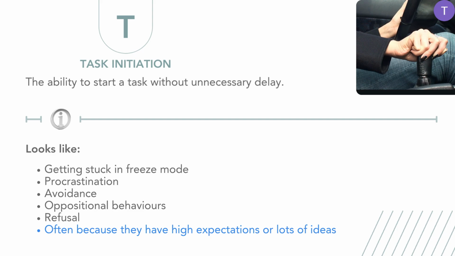So this can look like getting stuck in freeze mode. They're just sitting there staring off into the distance, not starting their task. It can look like procrastination, and frequently these kids have many different ways that they can procrastinate, either with distracting their friends, distracting themselves, getting tied up in a different activity. It can also look like avoidance. It can create oppositional behavior as well, and refusal sometimes as well.